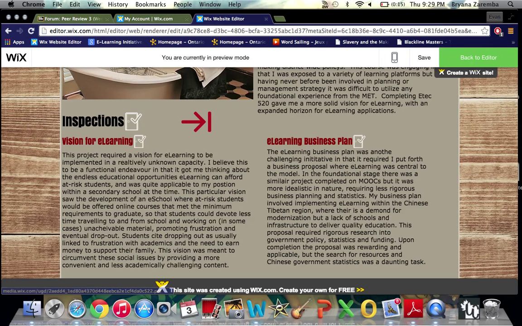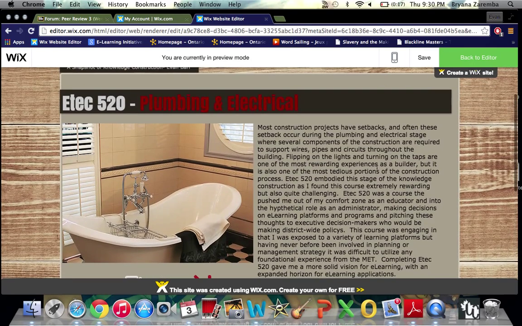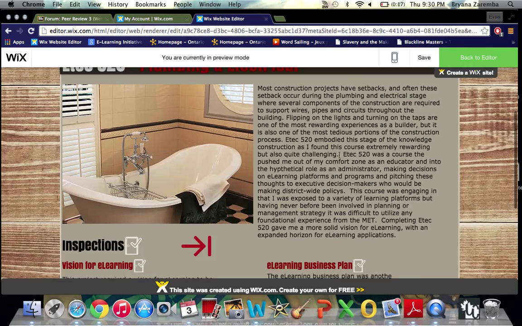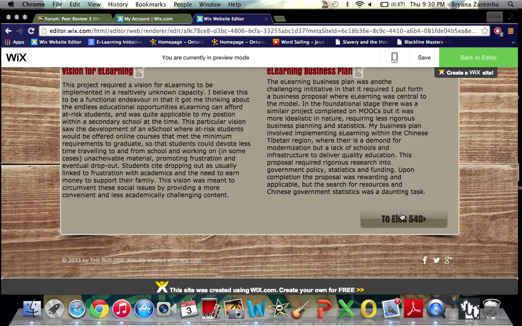And then a business plan, which I looked at implementing a MOOC, massive open online course, in Western China, where there's a huge demand for modernizing the schools, but a lack of infrastructure. It required that I put together a fairly rigorous business plan with statistics from the Chinese government, which were not easy to come by. So this sort of symbolized the struggle that can often happen with construction and during the plumbing and electrical stage.